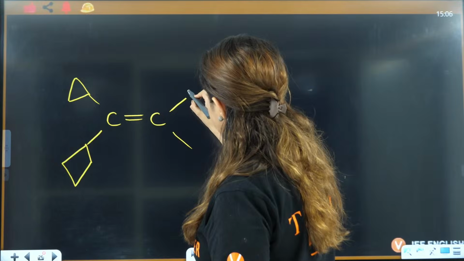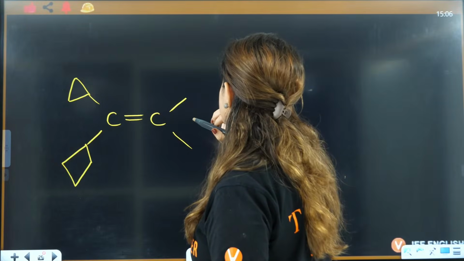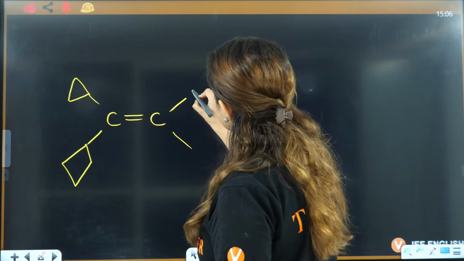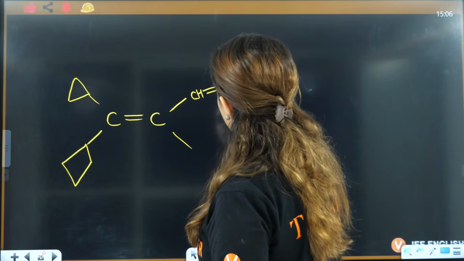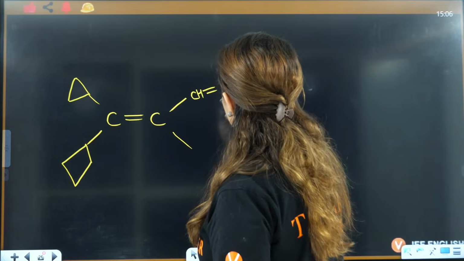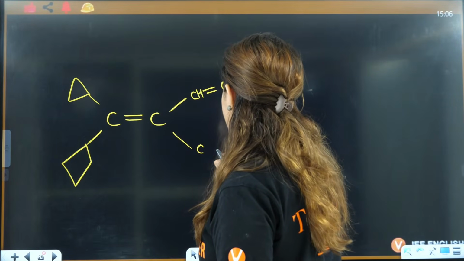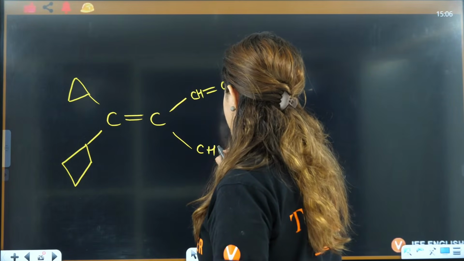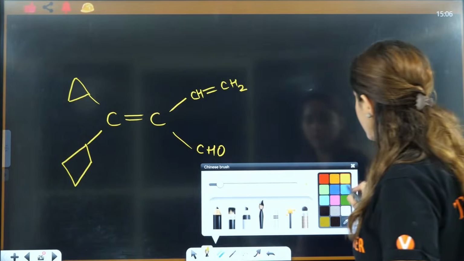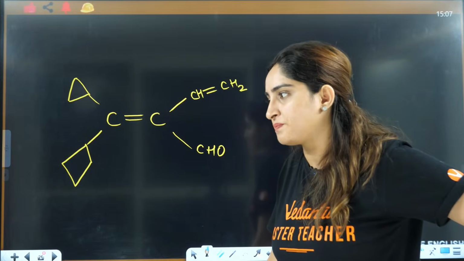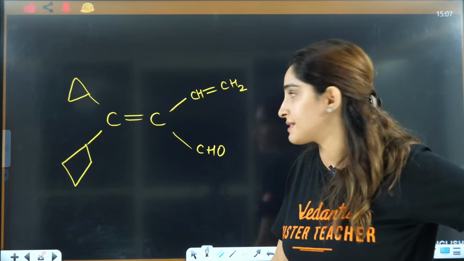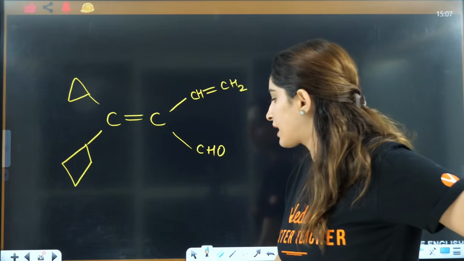Here let's say here you have, okay, and here you have CHO. Okay, let's do this. So one question I am giving you. Let's see whether it's E and Z, right? Let's see that.